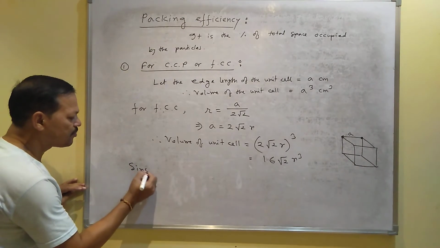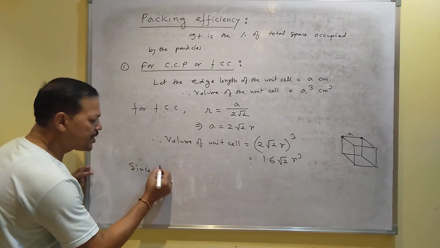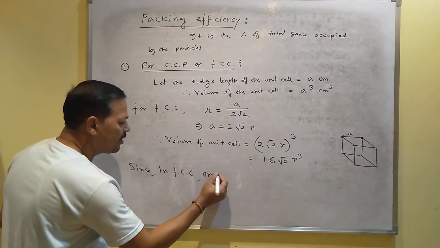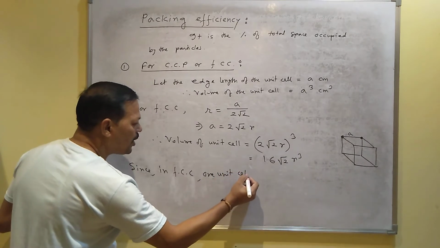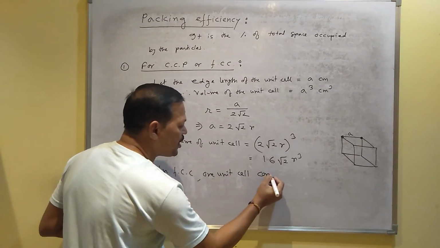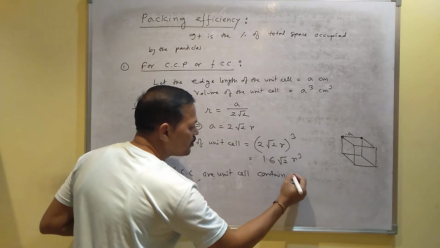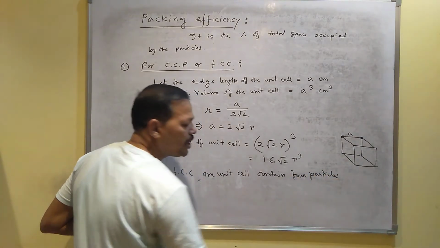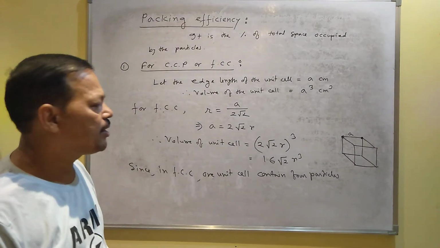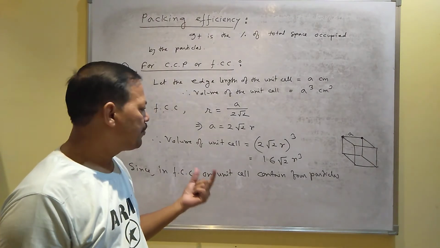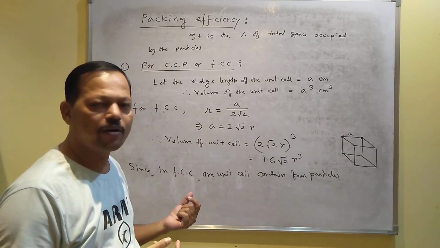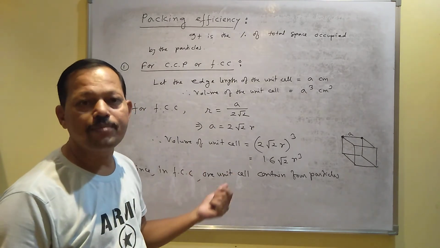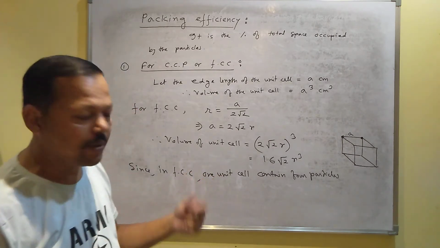Since in FCC, one unit cell contains 4 particles. Already you have determined how many particles are present per unit cell in a lattice. For FCC you will get 4 particles in one unit cell. For BCC you will get 2 particles in one unit cell. For simple cubic you will get 1 particle only.